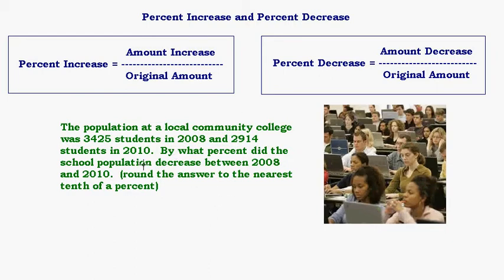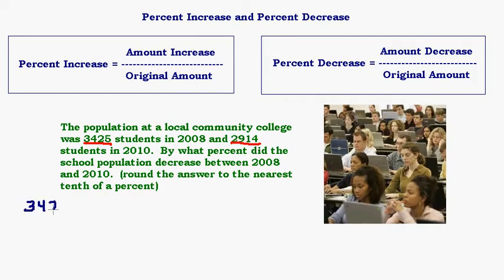So the fact that this was between 2008 and 2010, you're not going to use those numbers. Those numbers are not part of this formula. If they ask for an average or something over the 2 years, then we would have to use the 2 years. But we're not going to worry about that. We're just going to worry about our populations. Our population that we started at in 2008 was 3,425, and then it decreased to 2,914 in 2010. So we need to find the percent of decrease, and that's going to equal the amount of decrease over the original amount.